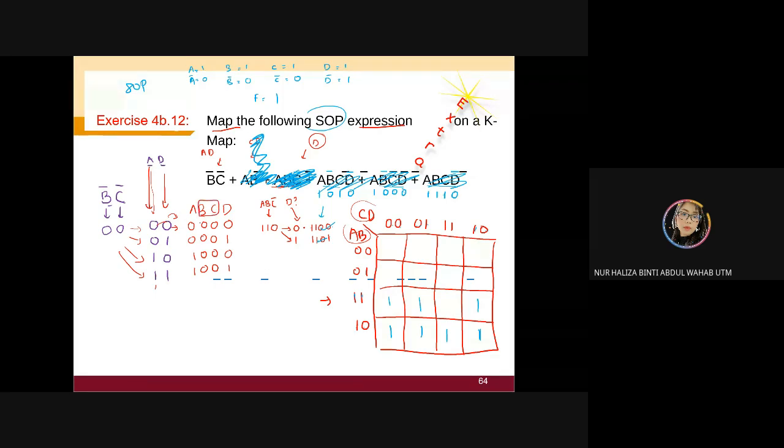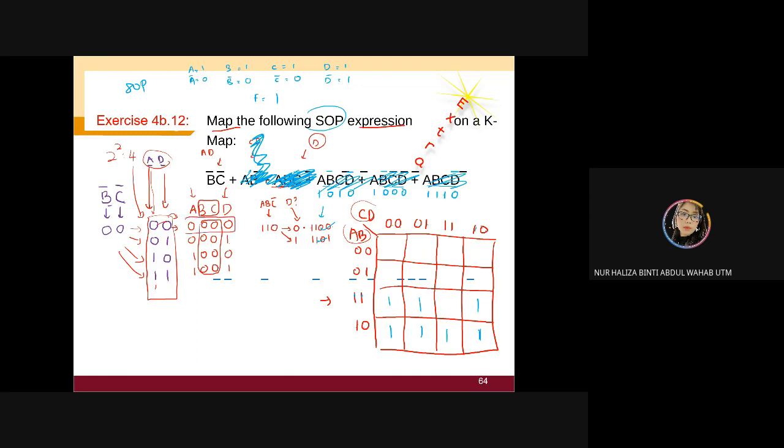B and C is fixed, 0, 0, 0. But for A and D, there is a possibility to have: when A is 0, D is 0; when A is 0, D is 1; when A is 1, D will be 0; A will be 1, D will be 1. So you need to have these four possibilities because it is missing 2. 2 to the power of 2 is going to be 4 possibilities. This is the possibilities that you have, and you need to follow the sequence.